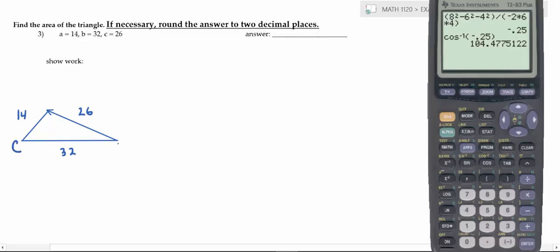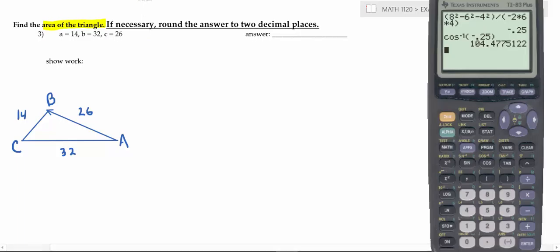The side opposite A is going to be A, and the angle opposite B is going to be capital B. So I've got everything named the way I need to. Now what you're doing on this one is finding the area of a triangle. You don't have to draw a diagram on this.